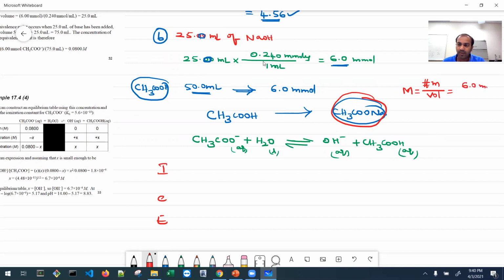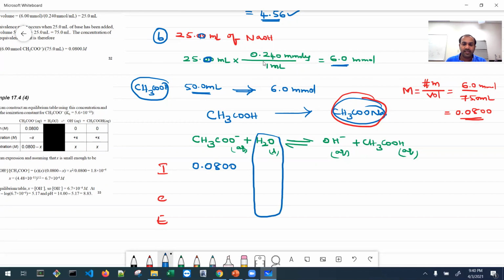6.0 millimoles in 75 milliliters. That's the total volume. And now this will give you the concentration of 0.0800. So that is the initial concentration of the acetate ion, which is nothing but sodium acetate. So you take it as CH3COO minus concentration, 0.0800. And the water we do not consider in the ICE table.